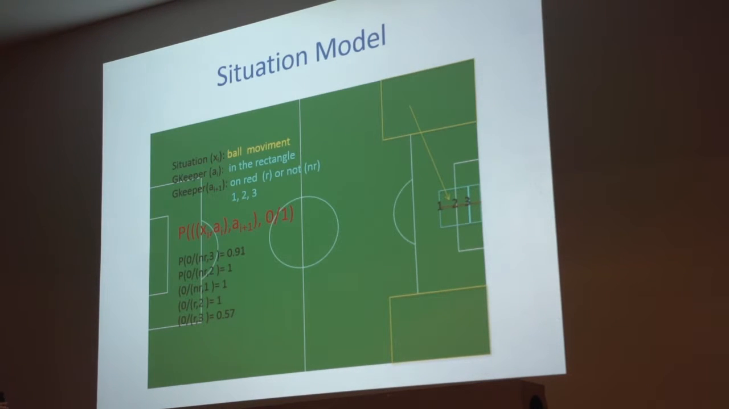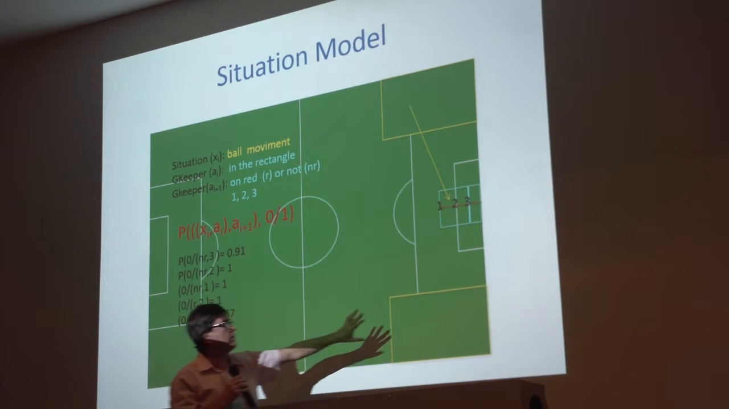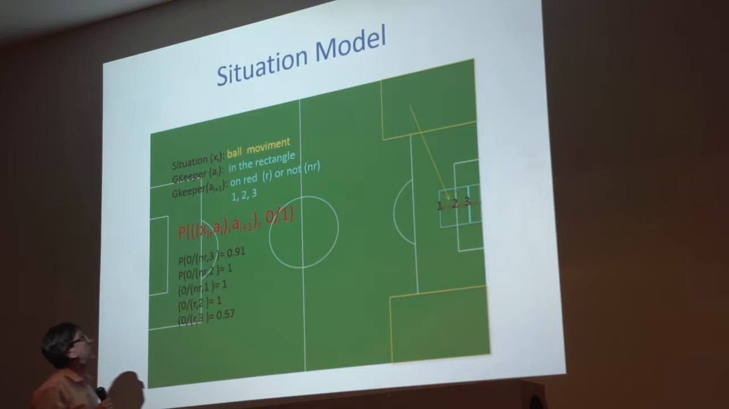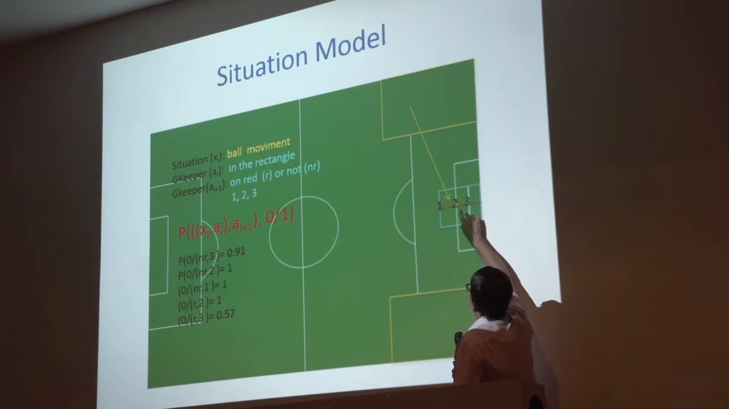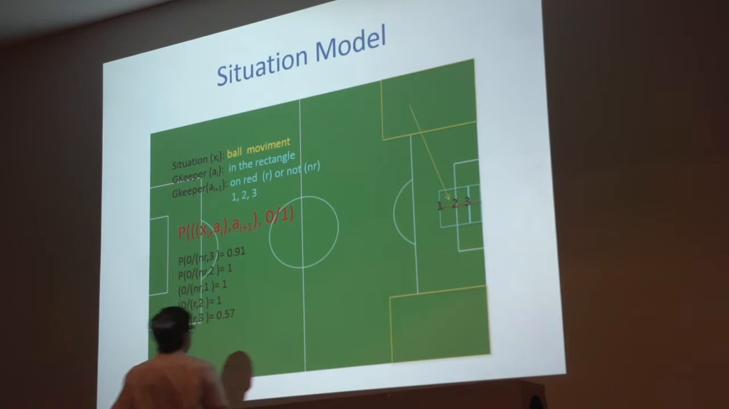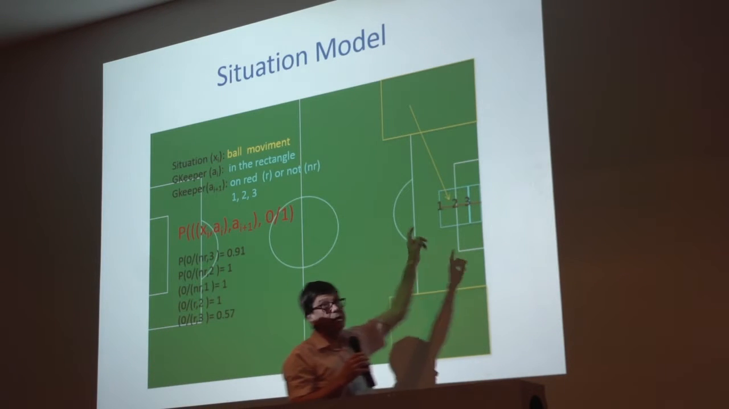Hence the situation is described in this way. Xi means that the ball is a cross that comes from here, and the goalkeeper is somewhere here. I is this. Goalkeeper is here, here, and here. And the I plus 1 is 1, 2, or 3.